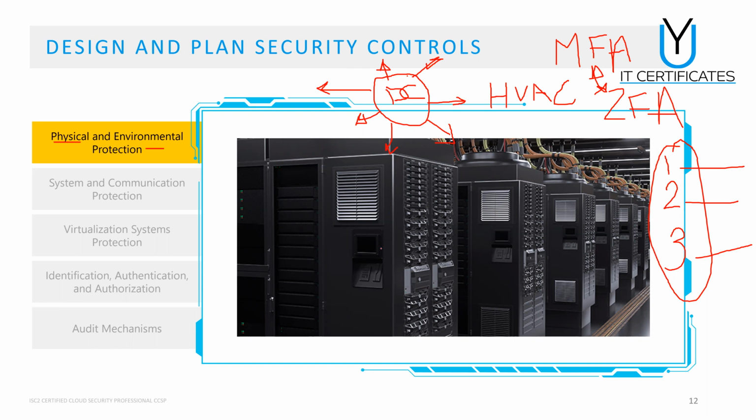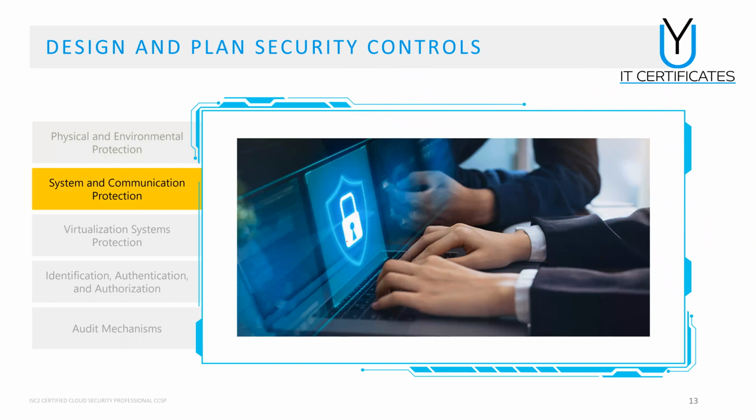Okay, as we mentioned the physical and environment protection, then we have system and communication protection. We have to protect our systems and communication. Of course, it's very important. This is the infrastructure; now how can we provide the data and application based on best practices if I am not providing the security protection for the systems and communication? Systems should be protected.